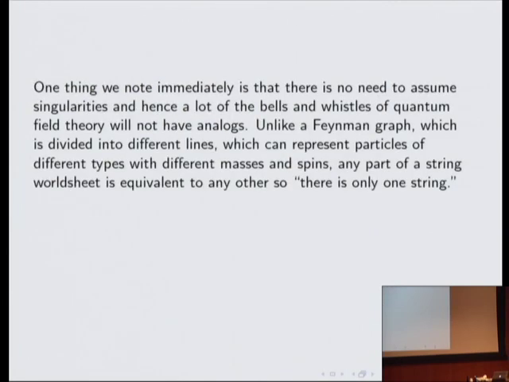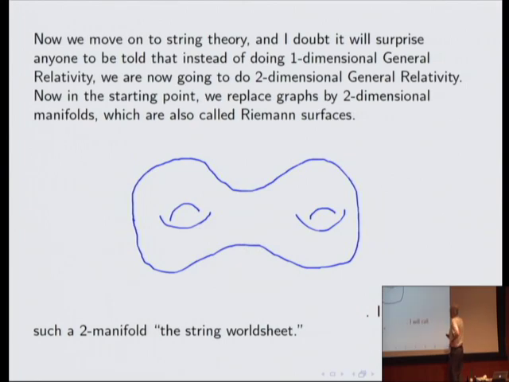Well, if the two manifold is smooth, then unlike a Feynman graph, which is divided into different lines, there's just one smooth surface. It has no beginning and no end. It just goes around. So the different lines in a Feynman graph can represent particles of different types with different masses and spins. But any part of a string world sheet is equivalent to any other. If you go back to this picture and look under a magnifying glass at any one piece, it's just a smooth manifold that actually, if you look at it up close, will look flat. So up close, it will just look like you're looking at a piece of the plane. So there's no beginning and no end.